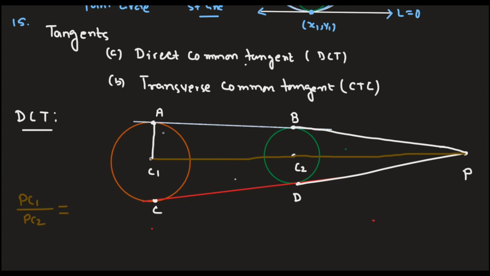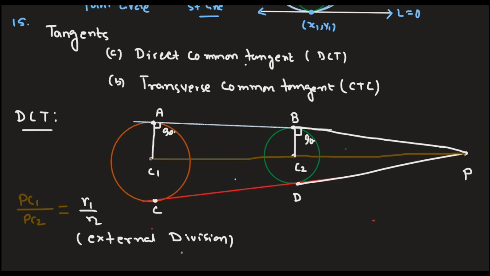Now if you join this one, it is 90 degrees. If you join this one also, it is also 90 degrees. So both triangles, triangle PC2B and PC1A, are similar triangles. Since they are similar, the ratio is the same as their radii, R1 by R2. So for DCT, the point of intersection of the tangents of the two circles divides the line segment joining the centers of the circles in the ratio of their radii externally. So this division is an external division.